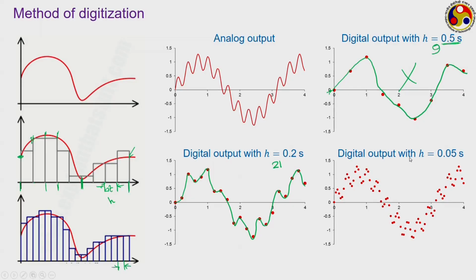So, we increase it further, we have chosen h equal to 0.05 second. That means, for every second we have 20 data points, and with a total span of 4 seconds, 20 into 4 is 80 plus 1, we have a total of 81 data points. And look at this, it is definitely a very good representation of the original signal. If we join these data points, it will be something like this.